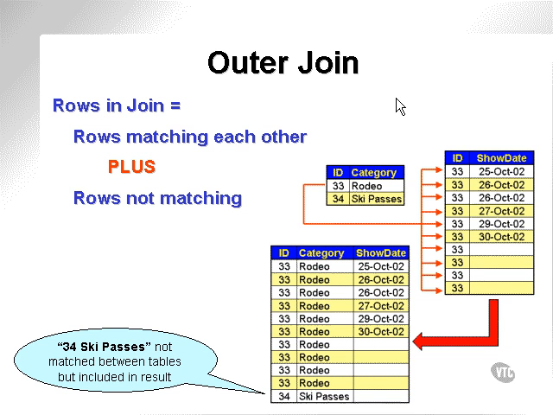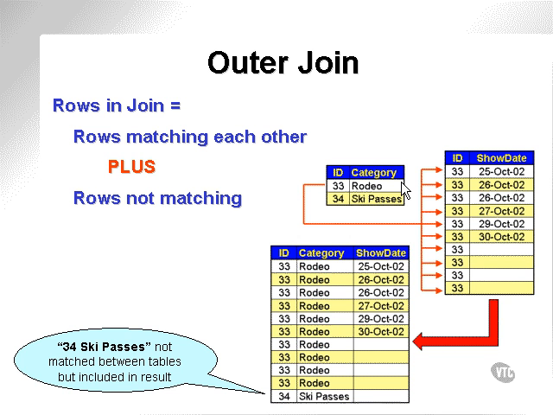The outer join. What is an outer join? As you can see here, it states that the rows resulting in the join from the select statement are the rows matching each other plus some rows not matching. What this means ultimately is the outer join will select from one table and match everything from another table, plus it will select elements from one of the tables or both of the tables not matching in the other.